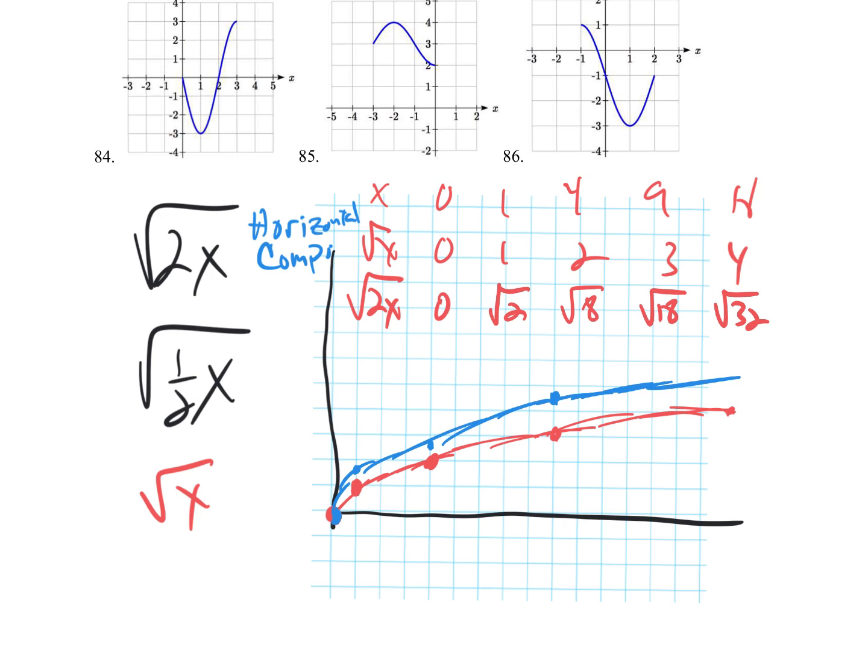Now, if you take a look at the square root of 1/2 x, that's going to be 0. Square root of 1 times 1/2 is the square root of 1/2, which is then going to be square root of 2, right? And then x equals 4, so 1/2 of 4 is 2, so that's down to the square root of 2. And see how it's taking longer to get to square root of 2. And then that's going to be the square root of 4.5, whatever that is. And then the square root of 8. So you see how it's taking longer.